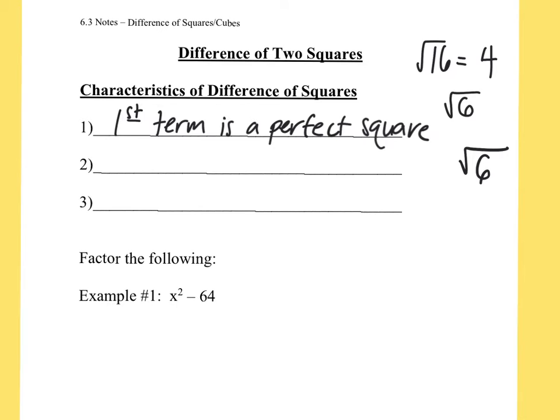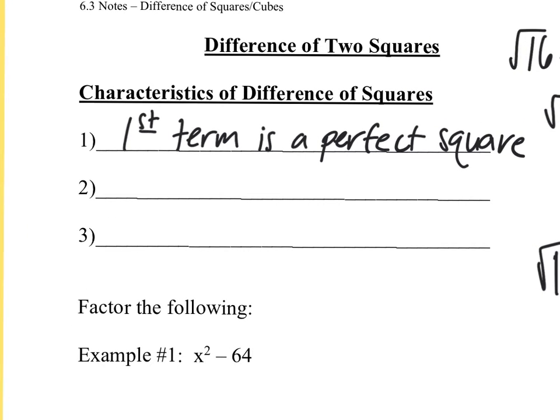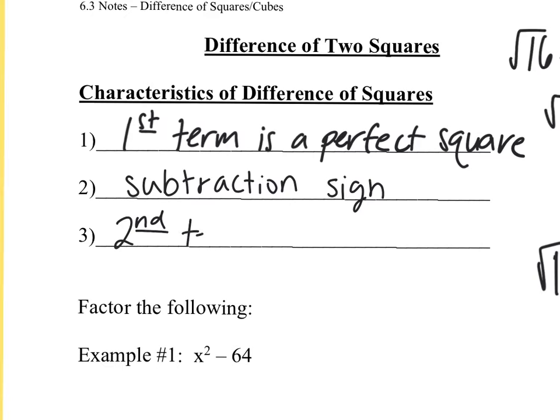You with me? But now I want you to type in the square root of 169. 13, would that be a perfect square? Yes, it would. So, my first term must be a perfect square. Secondly, there must be a subtraction sign between the 2 terms. And lastly, my second term must also be a perfect square.